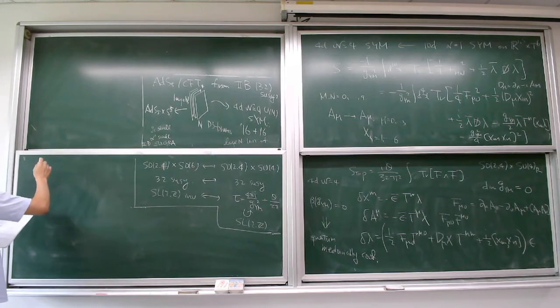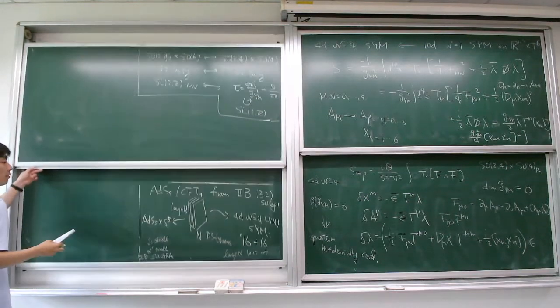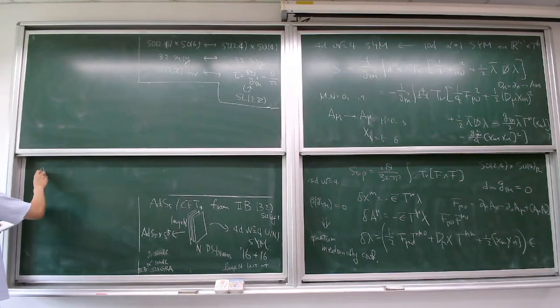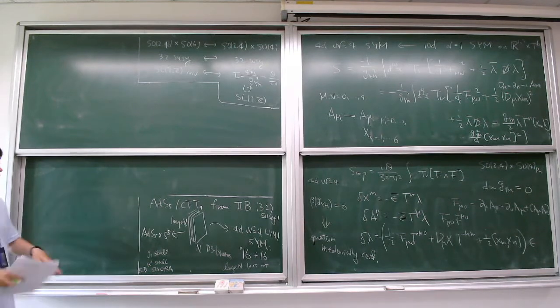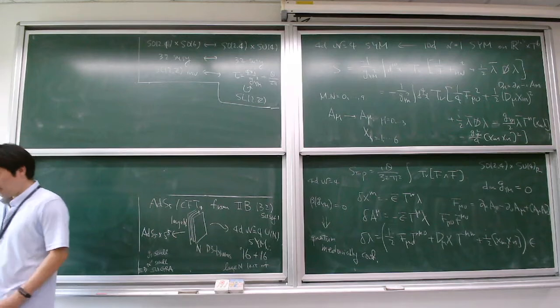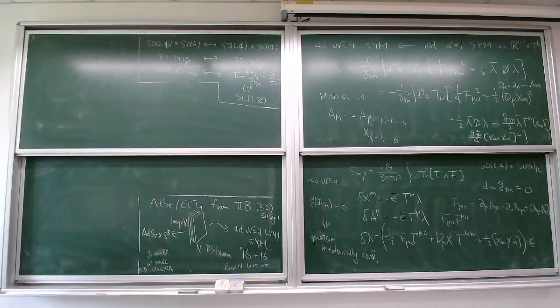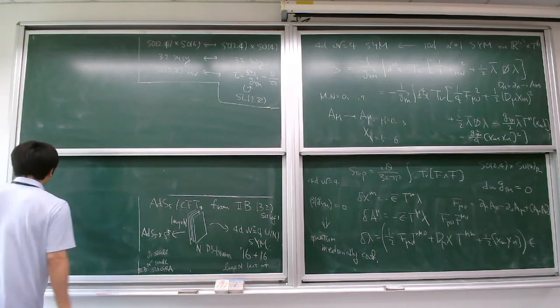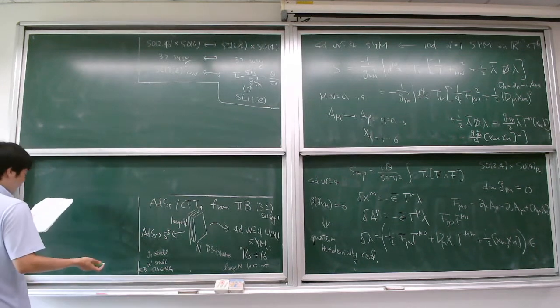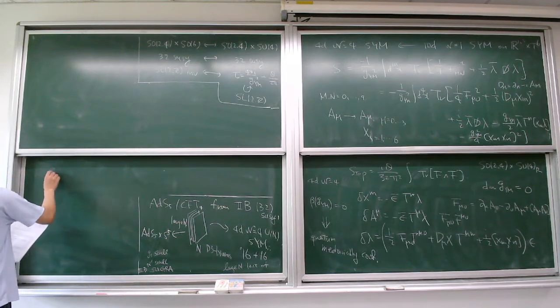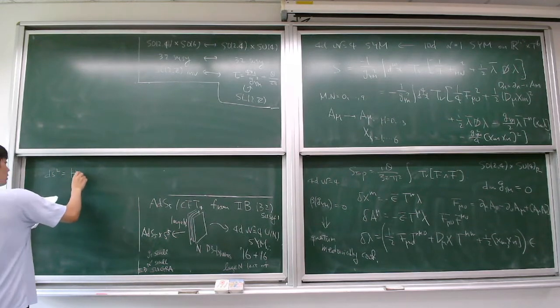So in the D3 brane, near horizon geometry, as I mentioned, the D3 brane has the charge, and also D brane charge and the D brane tension. So therefore it has a mass. Okay. So therefore there is a back reaction to the geometry, so that the metric ds squared is as follows.